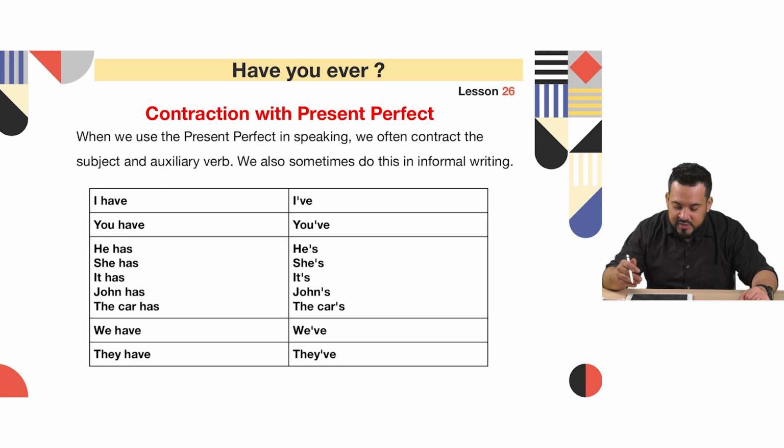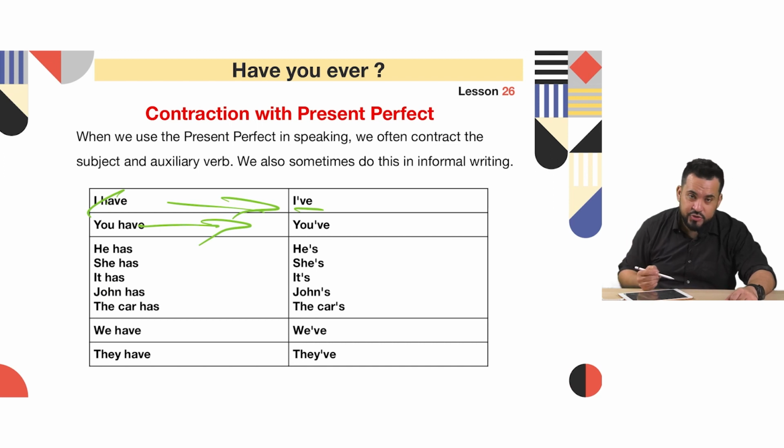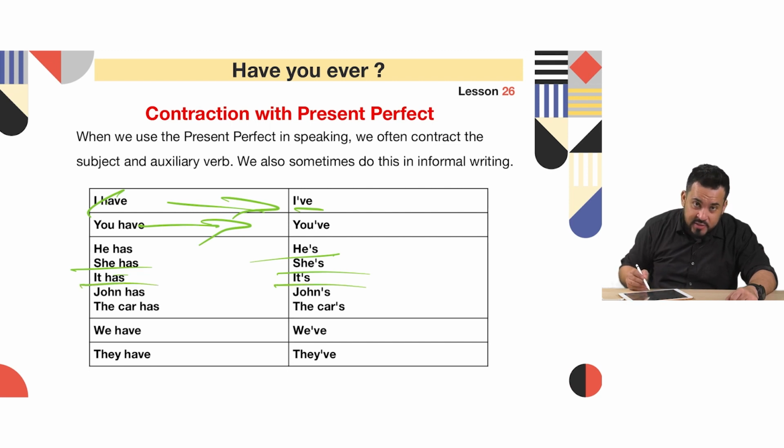Okay, now let's take a look at contractions using the present perfect. I have becomes I've. You have becomes you've. So we basically remove the H and the A, and we keep the V and the E, and we put the apostrophe. He has, he's. She has, she's. It has, it's. John has, John's. The car has, the car's.